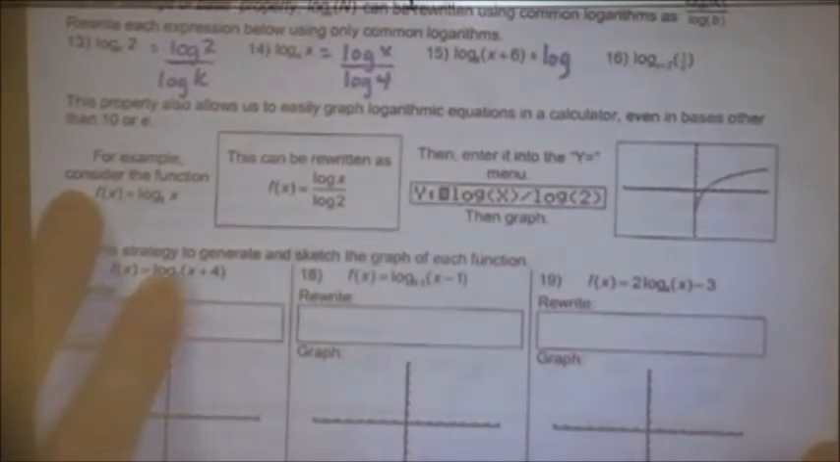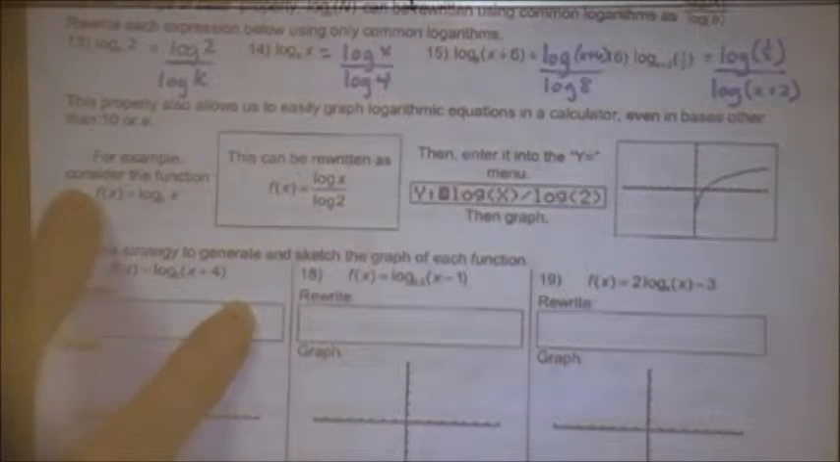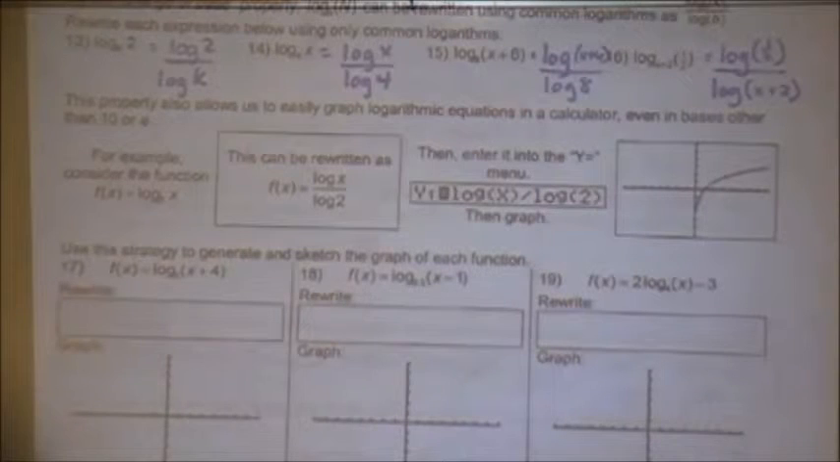So this one's going to be log of x over log of 4. This would be log of x plus 6 over log 8. This one will be log of 1/2 over log of x plus 2. Yeah, you can just leave them like that because you can't get an actual decimal answer for those.